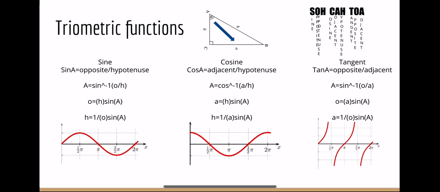These three red graphs under each of the trigonometric functions show what it would look like across 2 pi on a graph.